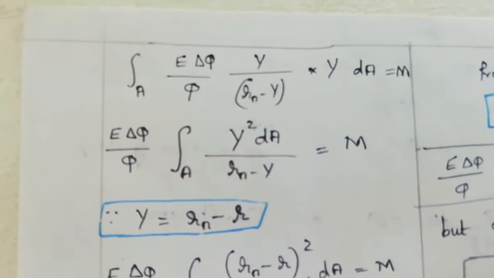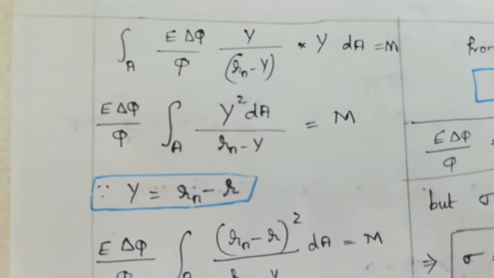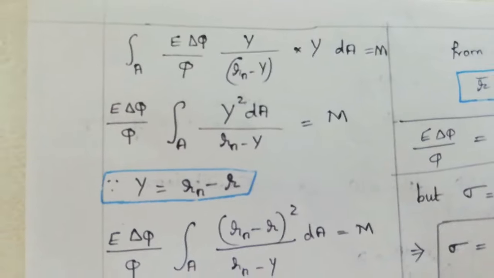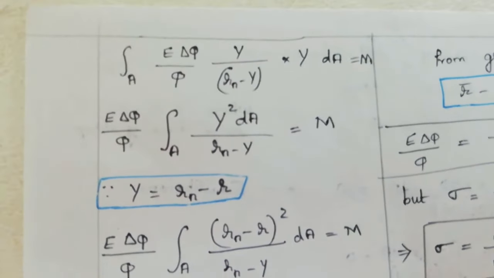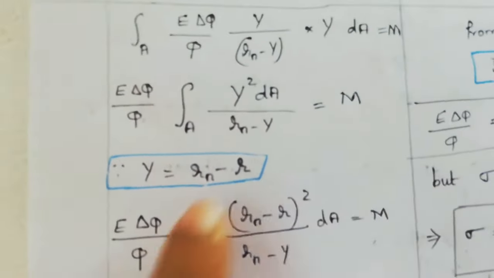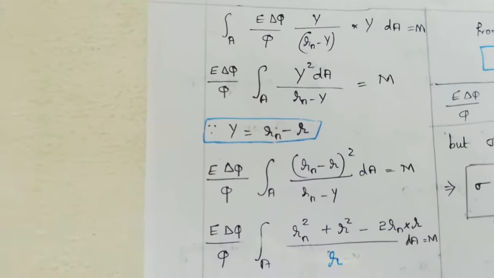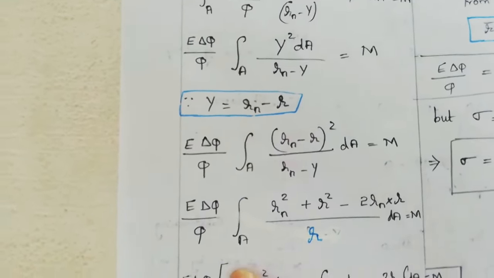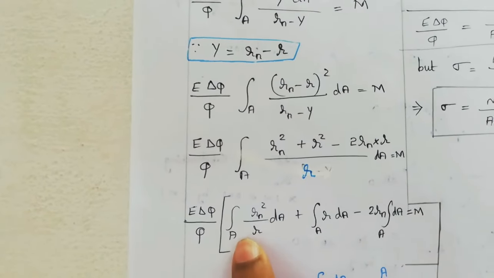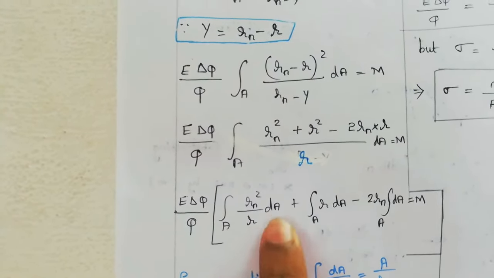Now we have substituted for stress. We will get the equation E delta phi by phi, integral over the area A of y square dA by (Rn minus y). From the geometry, y is equal to Rn minus R. Substituting the value of y and Rn minus y. For this y we give substitution, and for this Rn minus y we have to give substitution. Then it will reduce to this form. Put the integral inside. In this equation, integral over the area A of Rn square by R dA can be converted.